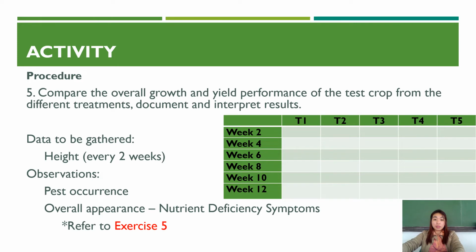So, in that overall appearance, you observe the nutrient deficiency symptoms. So, now, you refer to exercise number 5. So, these nutrient deficiency symptoms, these are growth abnormalities or metabolic aberrations as a result when the concentration of an essential element in the plant drops below a level necessary for optimal growth. But you have to be careful in diagnosing because certain nutrient elements may exhibit the same symptoms with plant stresses like stress due to low water or plant disease infection.